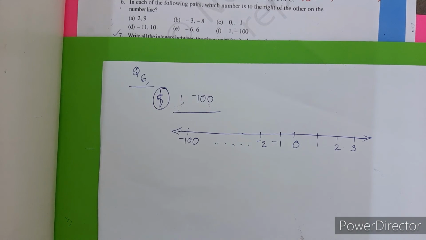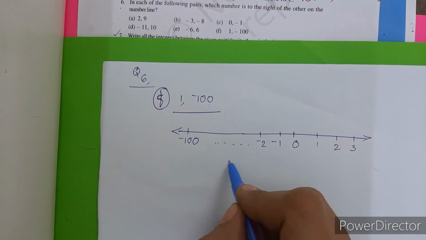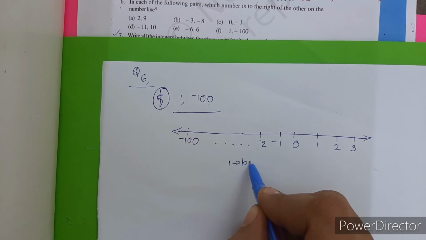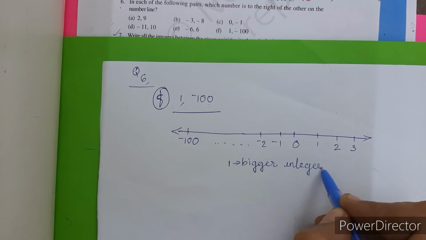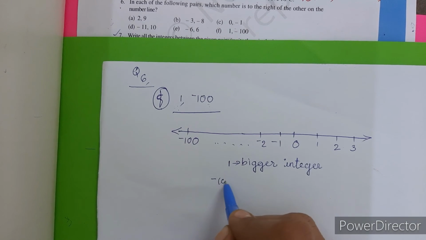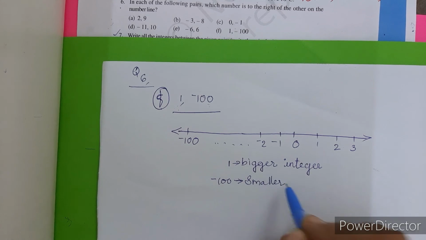So firstly we identify which one is the bigger number. 1 is the bigger number, the bigger integer. Minus 100 is the smaller integer. Then we can easily say that the bigger number, that is 1, is right to the smaller number, that is minus 100. We can check.